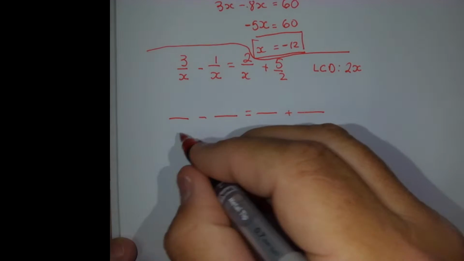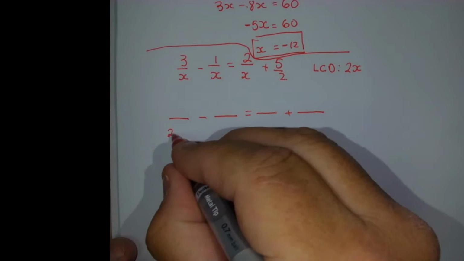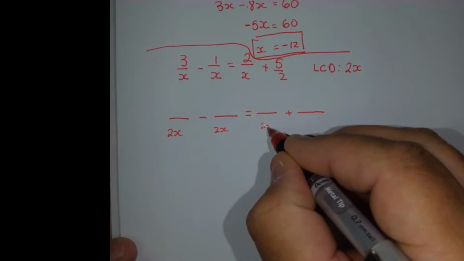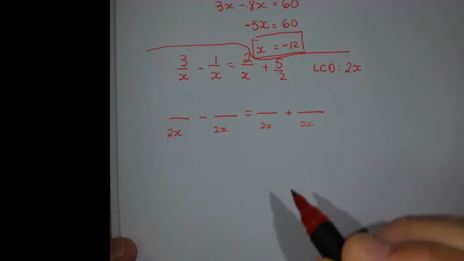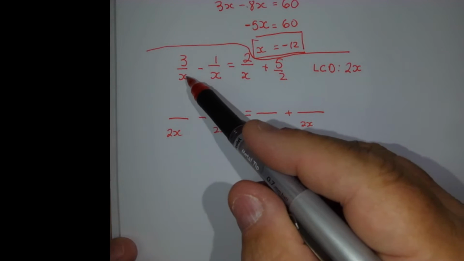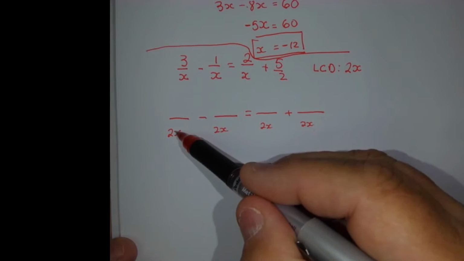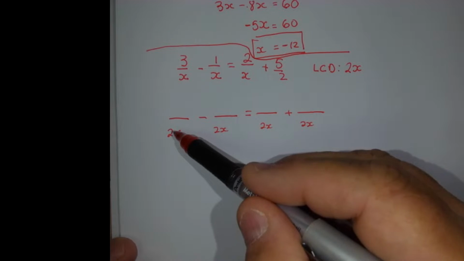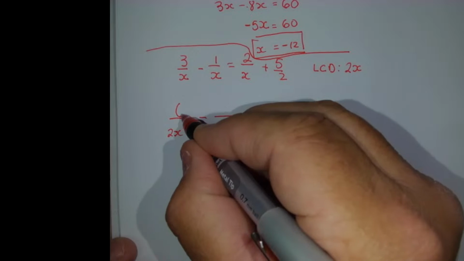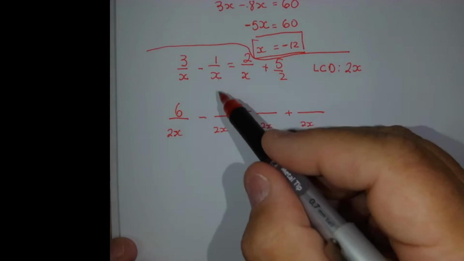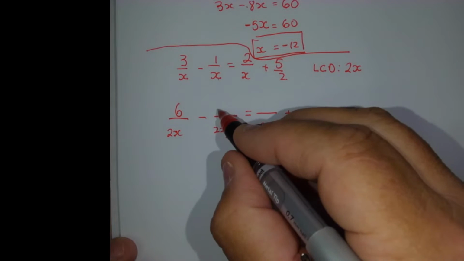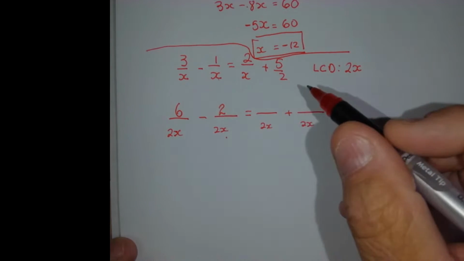Now, with that in mind, I will proceed to amplify all my fractions to have a common denominator 2x. So 2x, 2x, 2x, 2x. When I do that, I ask myself the question, how did I get from x to 2x? I multiply by 2. And when I multiply the denominator by 2, I also have to do it to the numerator, and 3 times 2 is 6. From x to 2x here, again multiplying by 2, so my numerator, which is 1, is going to be multiplied by 2, and that's going to give me 2.